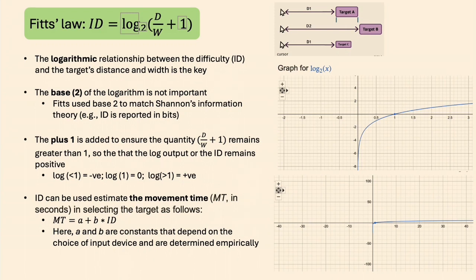Why log base 2? Well, back then, Shannon's information theory was ruling the world, and everyone was trying to take a piece of it. So Fitts used log 2 to represent index of difficulty in terms of bits, number of bits. But we can use any base. It's not that important. Later, HCI researchers used index of difficulty and figured out, oh, we can estimate the task completion time, MT, or movement time.